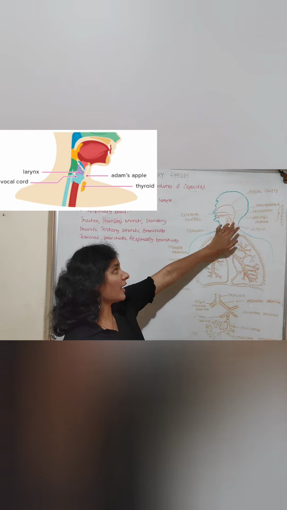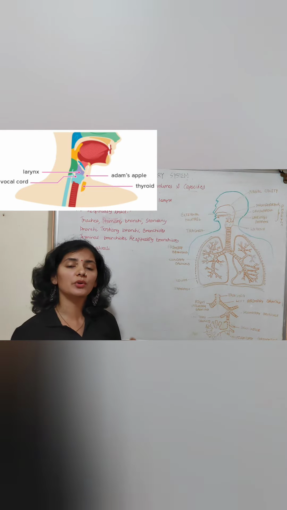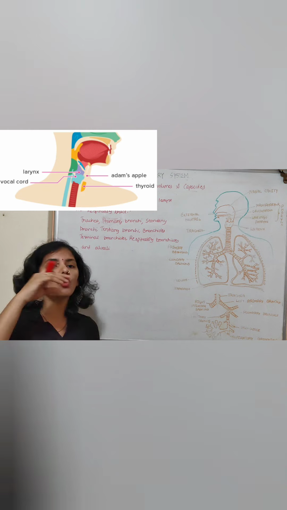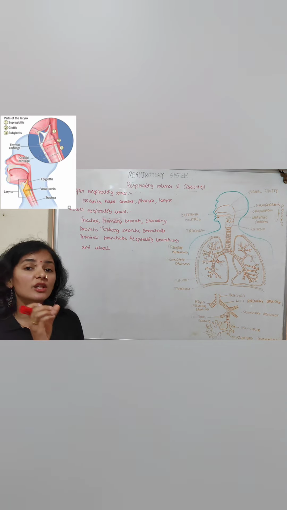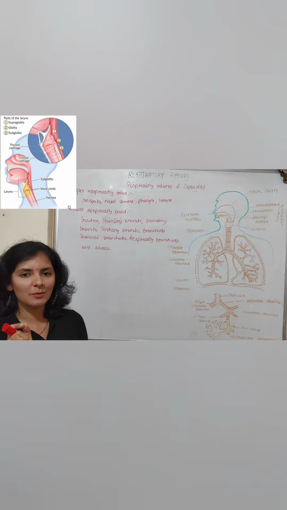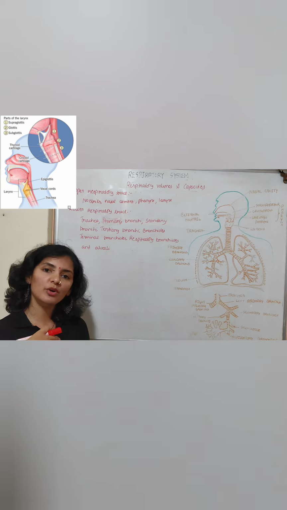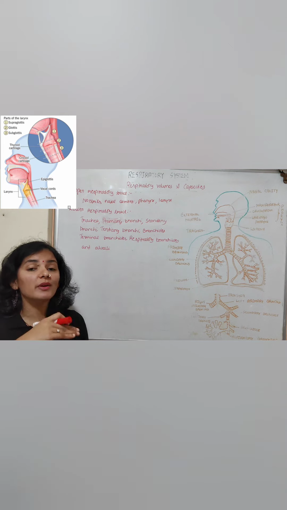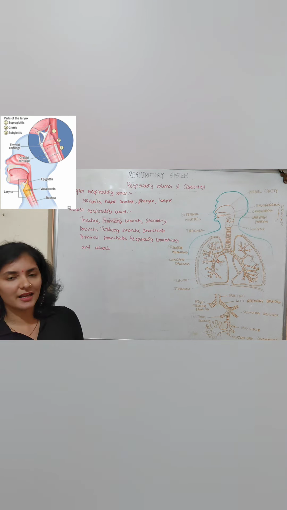The opening of the larynx into which the pharynx opens is known as glottis. This glottis region has a flap-like structure known as epiglottis, which is very important because during swallowing of food, this epiglottis closes the glottis, thereby preventing the entry of food into the larynx region.